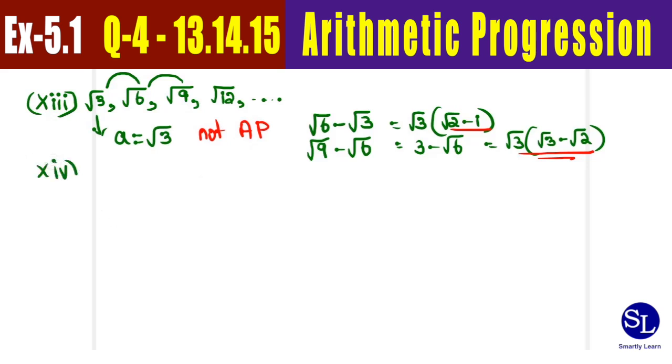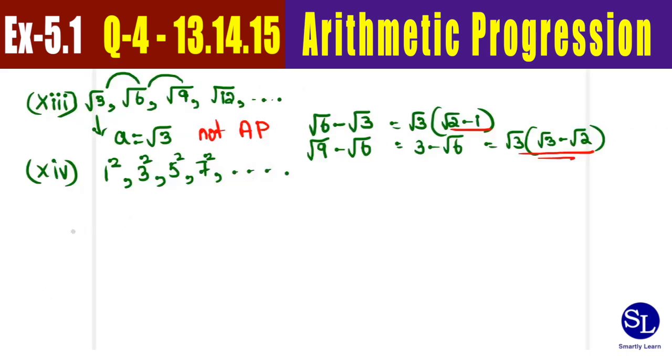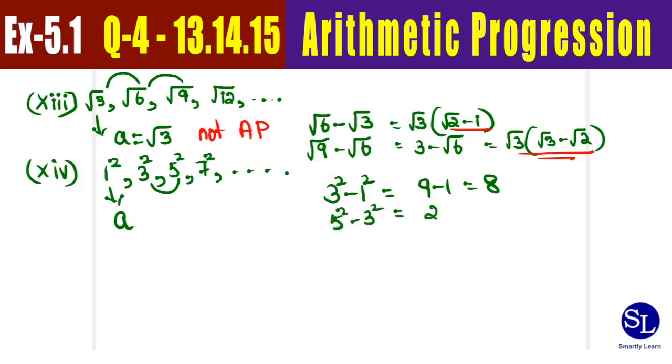Now let us look at the 14th series in this question. So it is 1 squared, 3 squared, 5 squared, 7 squared and so on. So let us note the first term as A. So 1 squared is A. So let's see if a common difference is there. So 3 squared minus 1 squared, which is 9 minus 1, 8. Now let's do between the second and the third term. So 5 squared minus 3 squared, which is 25 minus 9, which is 16. So these don't match. Therefore, this is also not an AP.